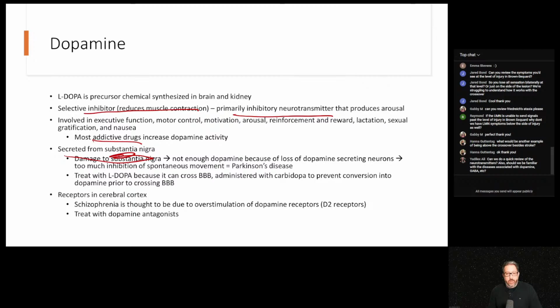Substantia nigra, make sure you remember that. The damage to substantia nigra we'll go through when we get more to like Parkinson's in the next unit. But again, just remember, not enough dopamine, too much inhibition of spontaneous movement. And that's why they get that cogwheel rigidity, because they can't do a nice smooth function because the dopamine isn't there anymore. Too much inhibition, so we get stuck along the way. It's that cogwheel rigidity.